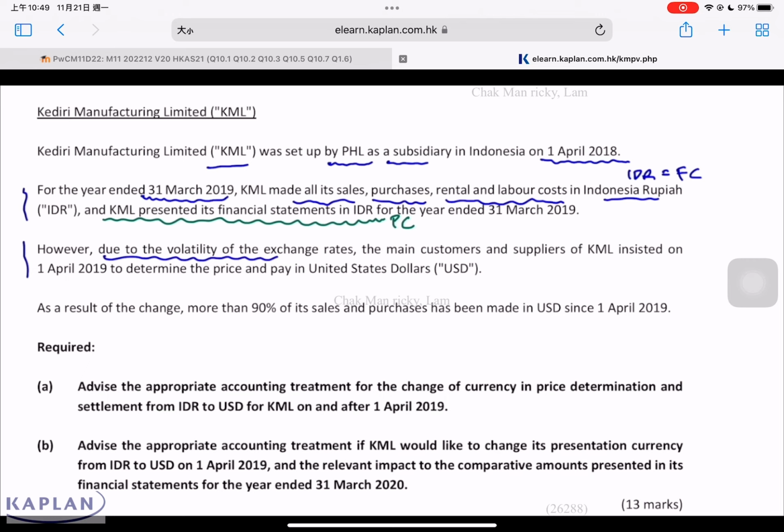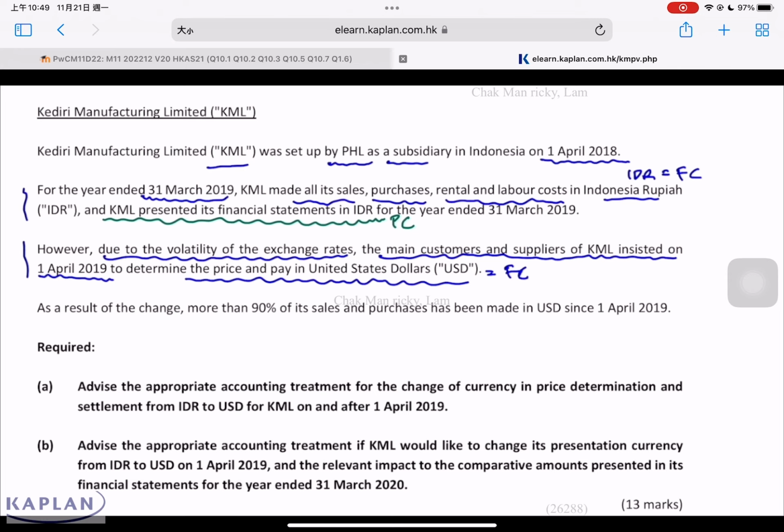However, due to the volatility of the exchange rate, the main customer and supplier of KML insists on 1st April 2019 onward to determine the price and pay in US dollar. Since the sales and the cost of KML will be substantially in US dollar, US dollar will become the functional currency of KML from 1st April 2019.